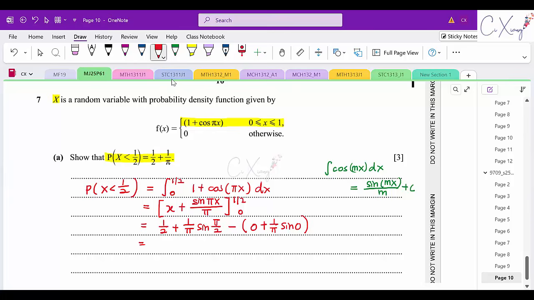What's the value for sine pi over 2? Sine pi over 2 basically is 1, right? Therefore, when you simplify the answer, this is what you get: half plus 1 over pi. And it is exactly the correct answer as what they want us to show. Alright? Then let's continue to part B.